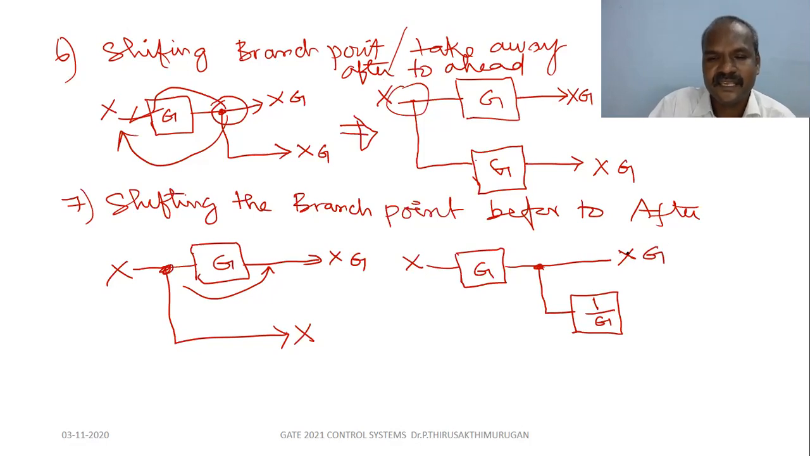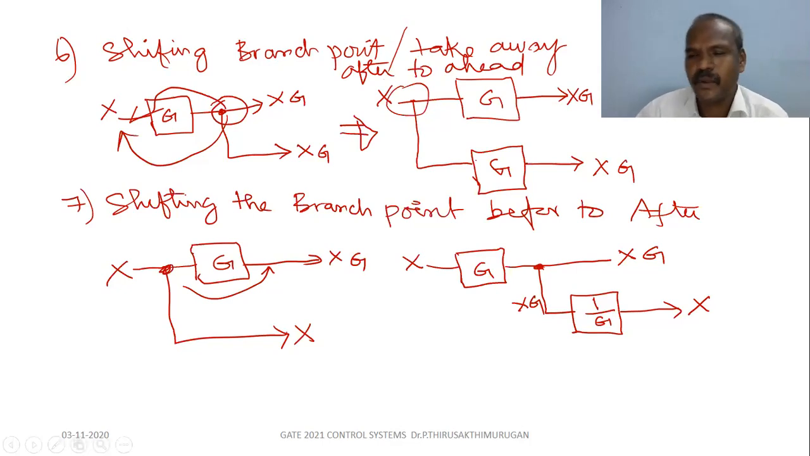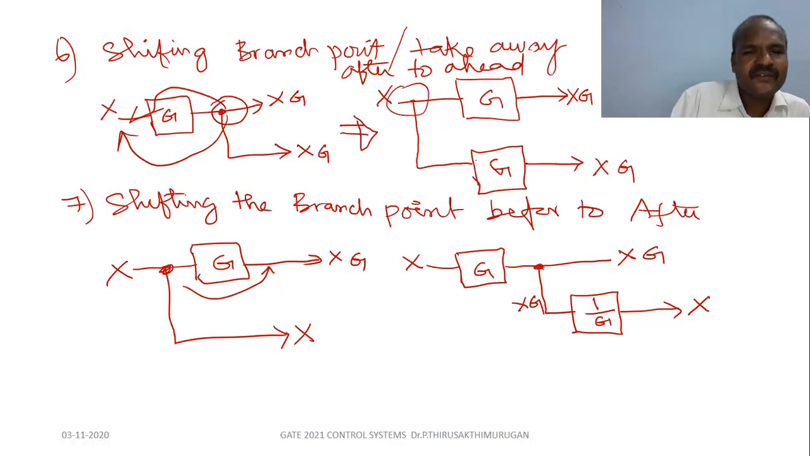Same thing, XG. So what about here? We should get X only. So the output should be X. So XG, here is XG. So XG into G, GG cancel, we'll get X. So this is another alternative. You see here, when we shift a branch point or takeaway point after to before, we are keeping the gain value the same, G.